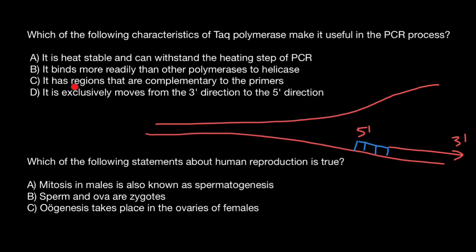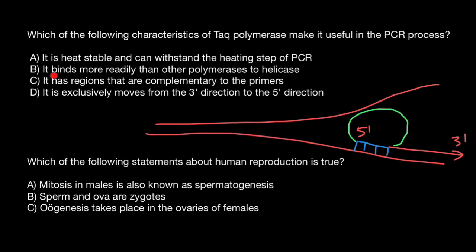Next, variant C: it has regions that are complementary to the primers. If you think that Taq polymerase needs a certain sequence which it recognizes in order to attach to this primer and extend a new strand of the DNA, it's not necessary, because it can attach to any sequence. It just needs a primer, but the sequence of the primer doesn't matter. So this is also a wrong statement.